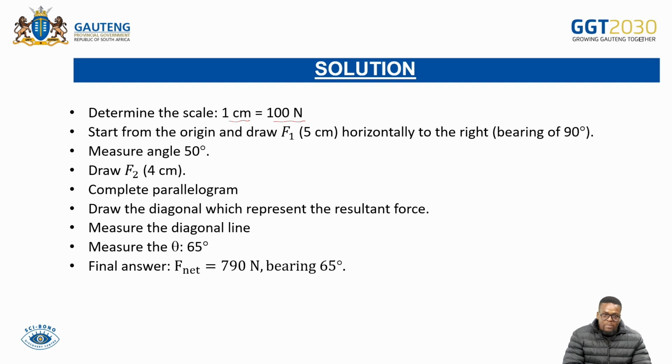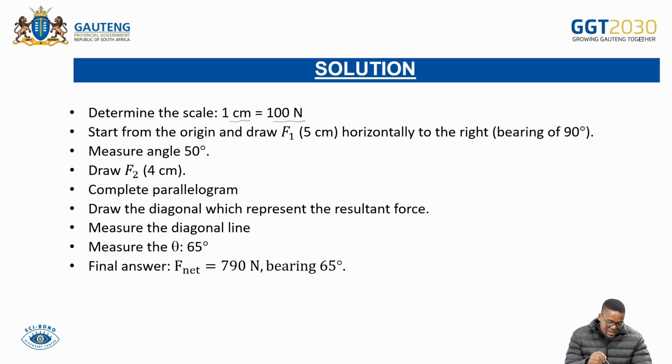After drawing F2 in that direction, you complete a parallelogram, and then you draw the diagonal which represents the resultant force. Then measure the diagonal line, remembering you are using a scale where 1 centimeter is 100 newtons. You take your ruler and measure how many centimeters the diagonal line is. If the diagonal line is 6 centimeters, then that gives you 600 newtons. So the resultant for this is 600 newtons.